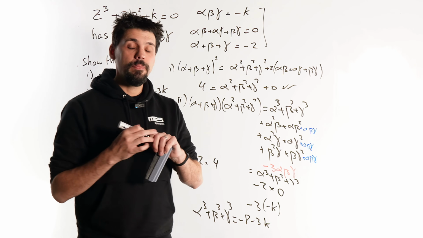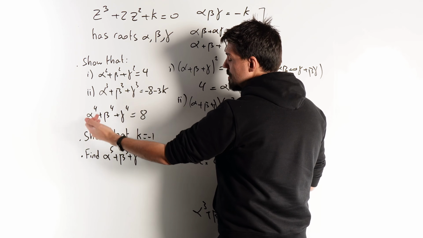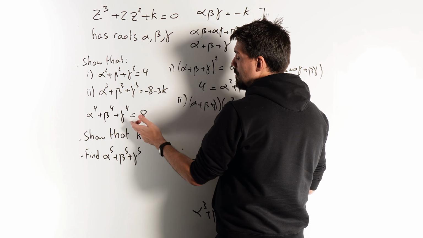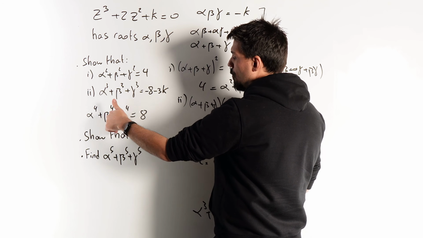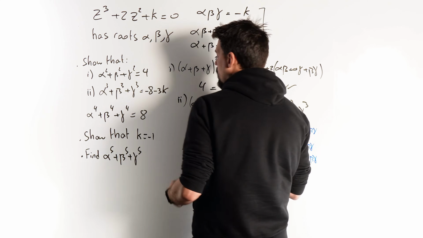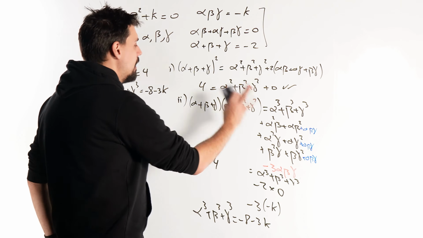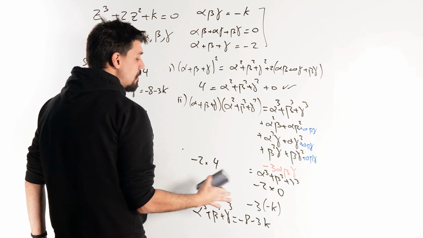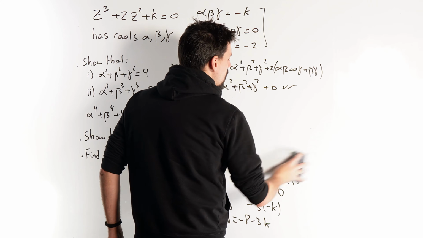That is not fun, right? And I can already see the writing on the wall, because we're going to be told something about alpha to the 4, beta to the 4, gamma to the 4, and we're going to have to do something similar with alpha to the 5, beta to the 5, gamma to the 5. So what I quite like is something a little bit nicer than this, but this is a way we can do it. So let's undo all of that. Rewind.